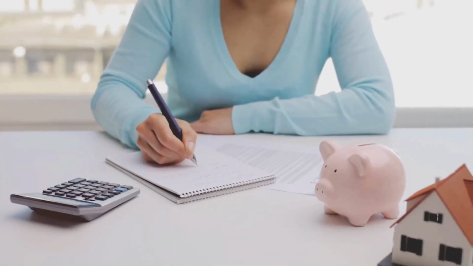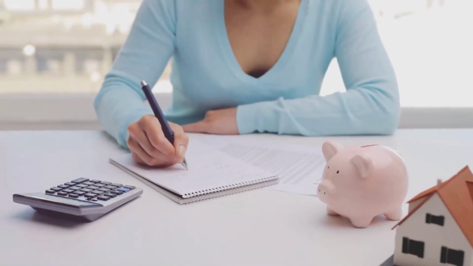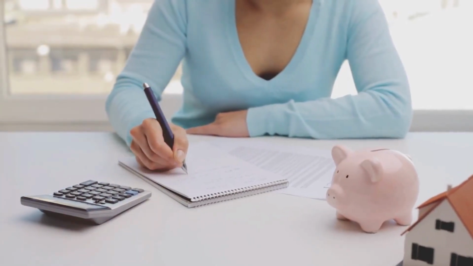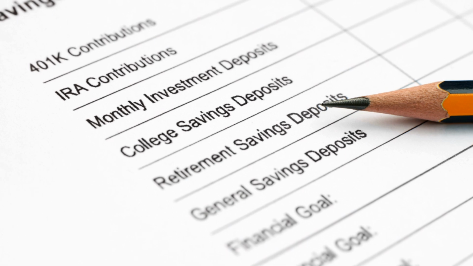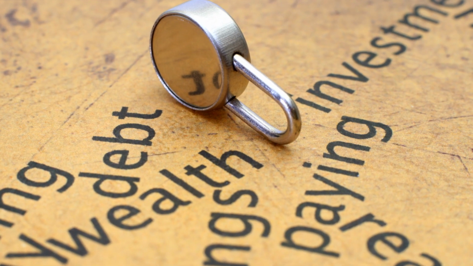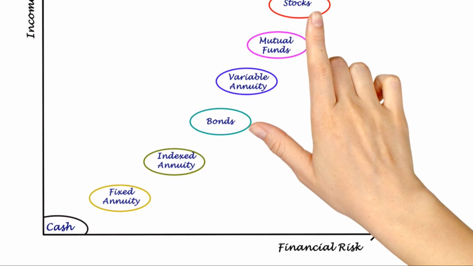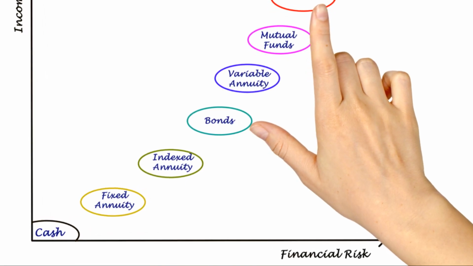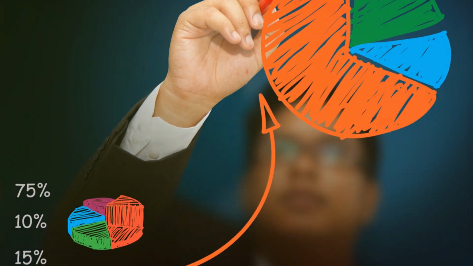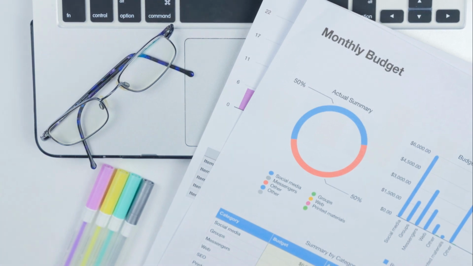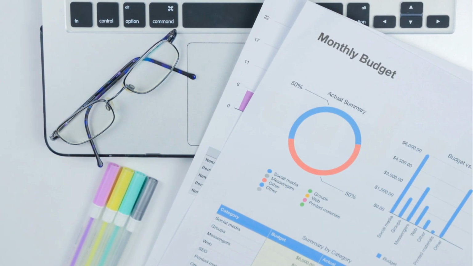The first step in constructing a diversified portfolio is determining your investment goals and risk tolerance. Are you investing for retirement, a down payment on a house, or your child's education? What level of risk are you comfortable taking on? These factors will significantly influence your asset allocation, which refers to the proportion of your portfolio allocated to different asset classes.